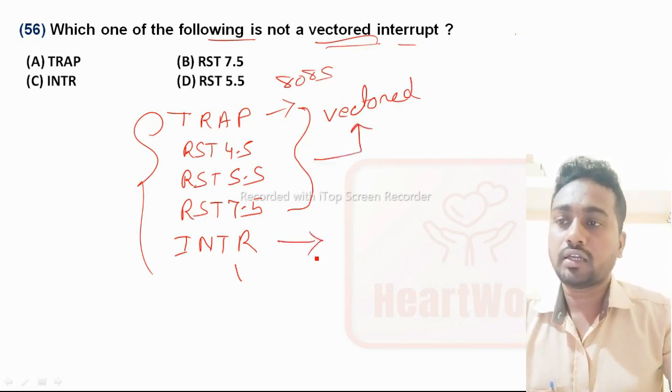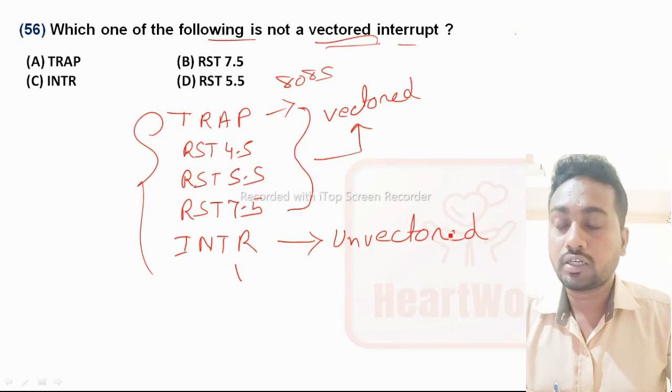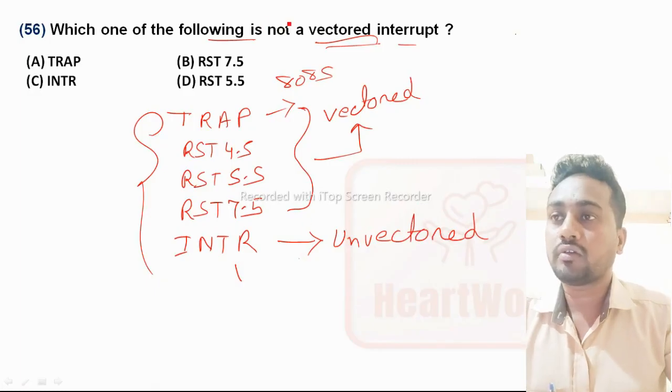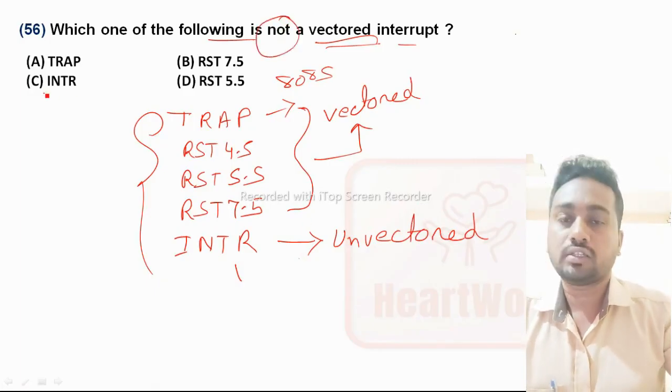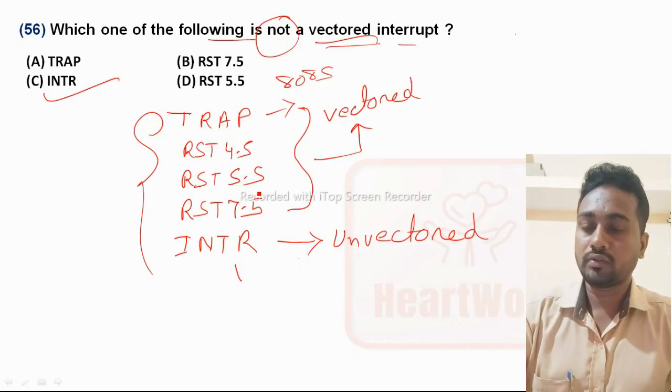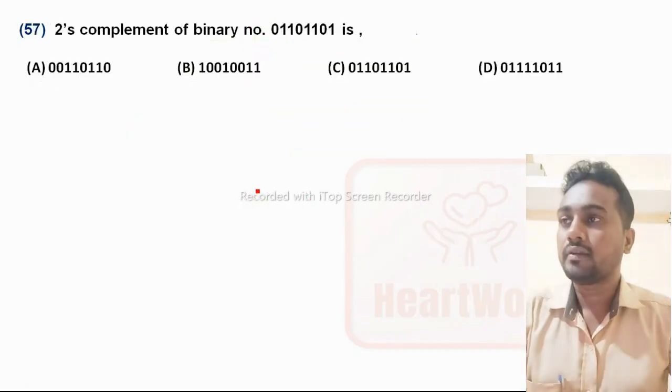And this INTR is called an unvectored interrupt signal, because in the microprocessor the address is not defined. So here it is asking for the one that is not vectored, so INTR is not a vectored signal. Option C is the right answer.